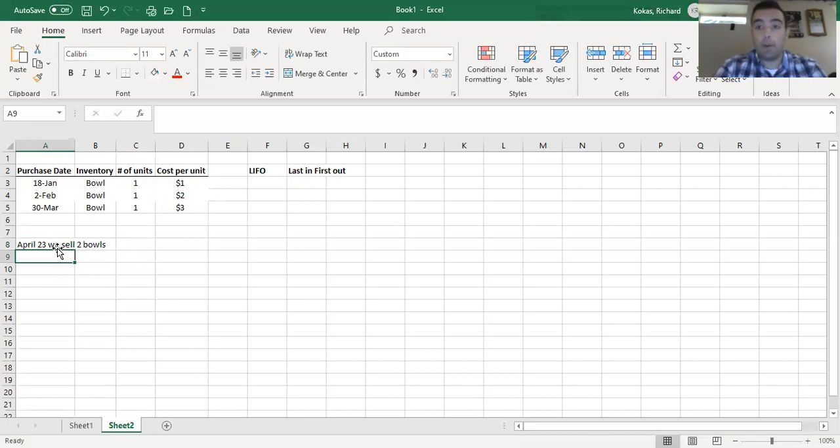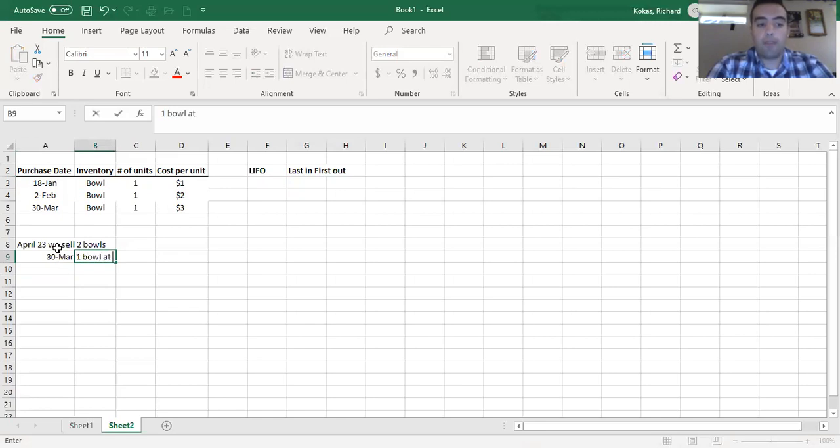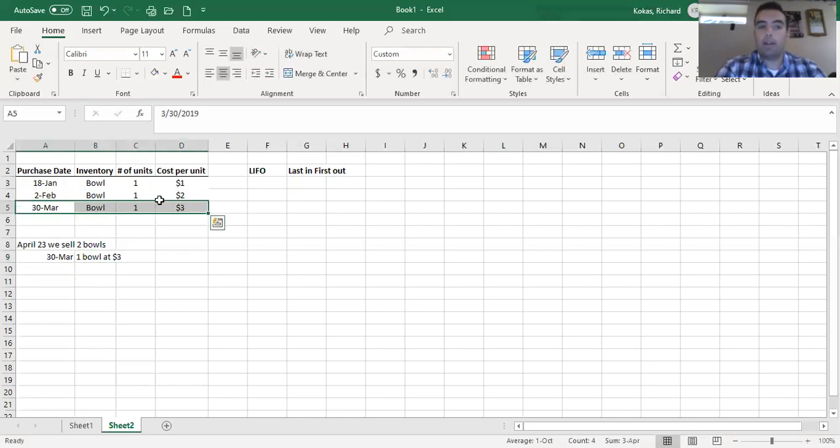LIFO says we assume we're going to sell the most recently purchased bowl first. Doesn't matter what bowl we actually grab from the warehouse. I'm going to go ahead again, randomly grab one. Again, the first one I grabbed was February 2nd. Okay? So what we're going to assume, though, even though I actually grabbed the February 2nd bowl, we're using LIFO, we're going to assume we're selling the March 30th bowl first. So it's one bowl at $3 because that's what it cost us on March 30th. And we're going to go ahead and eliminate this row.